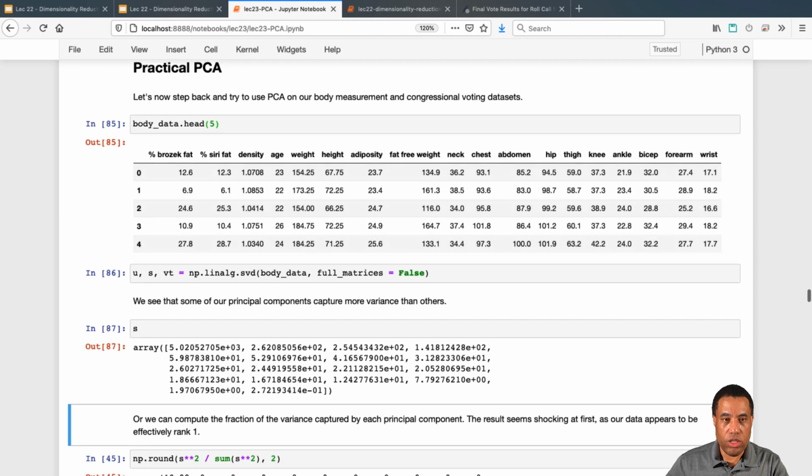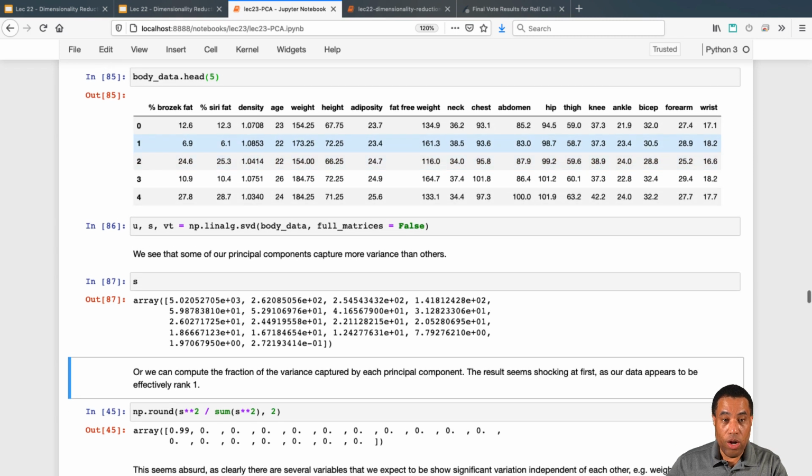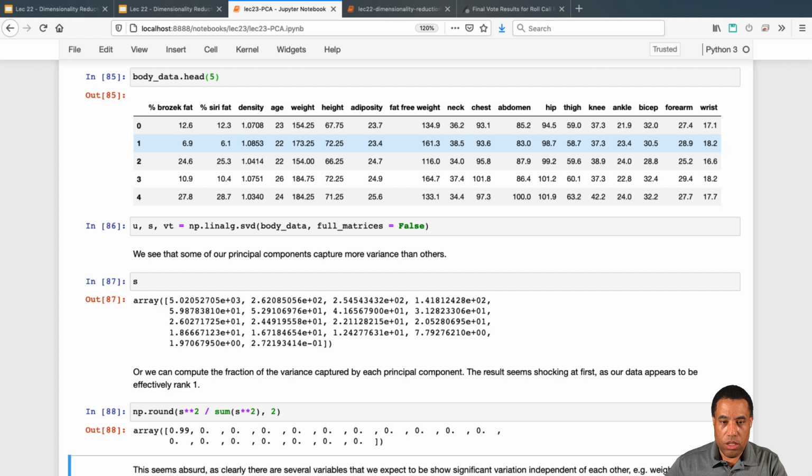our singular value decomposition, and now we can compute our principal components. We can look at the fraction of the variance, the percentage of the variance, that gets captured by each of those principal components. We're just going to use the function that we had in this lecture. So something's not quite right here, right? Because this is telling us that the first principal component is capturing 99% of the variance in our data set. And we know that there are attributes that are independent.